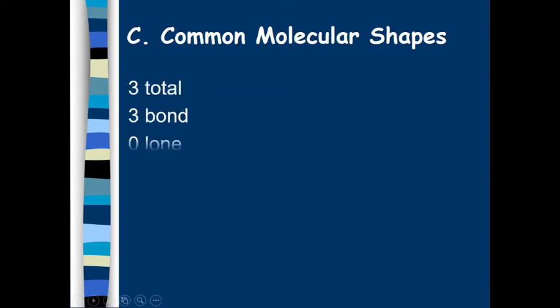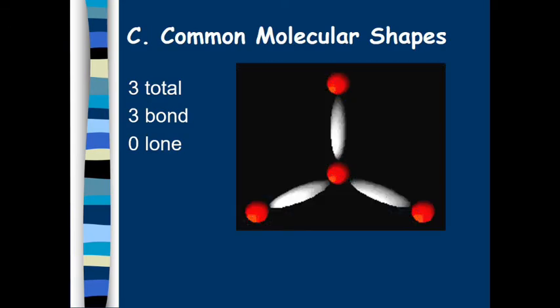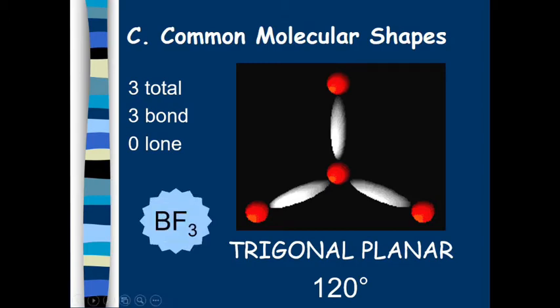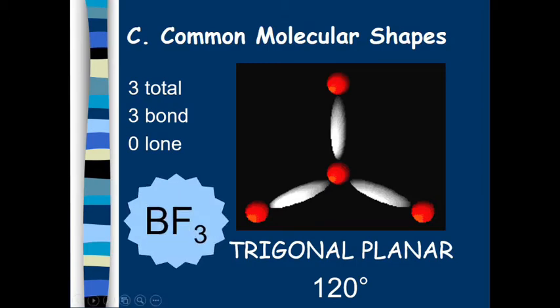The second one, 3 total molecular pairs, but all 3 are bonding, no lone pairs. There's an example of what it looks like. This is called trigonal planar. Trigonal because it is 3-sided, 3 bonded pair, planar. All of our atoms lay in the same plane, and our bond angle is 120 degrees.